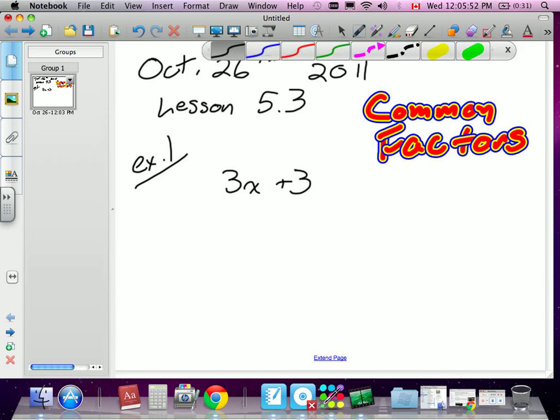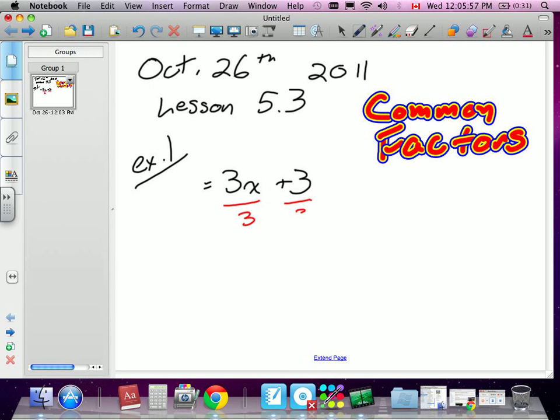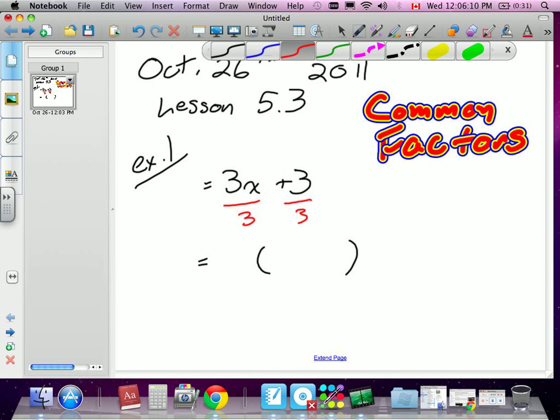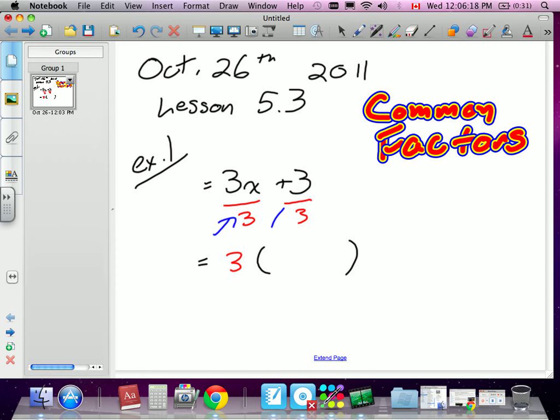So, what that means is I'm going to divide both of these terms by the number 3. Okay? That doesn't mean that 3 that we divided by disappears. What happens is in our next line, we're going to have brackets, and the 3 that we took out will go on the outside of the brackets. What goes inside the brackets is what these equate to.